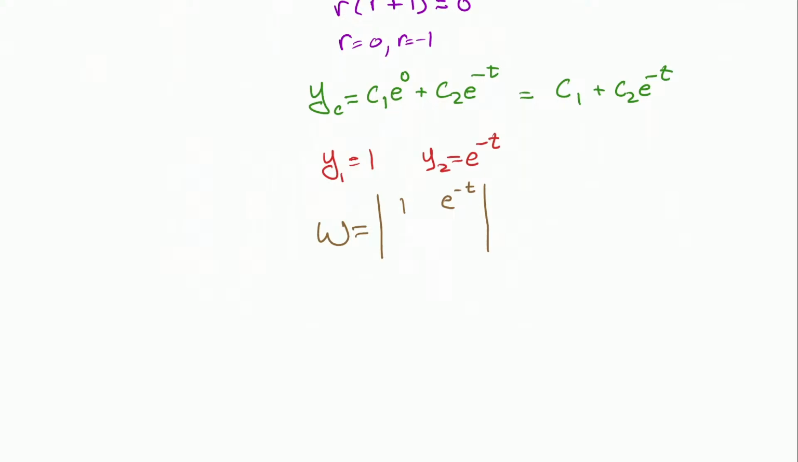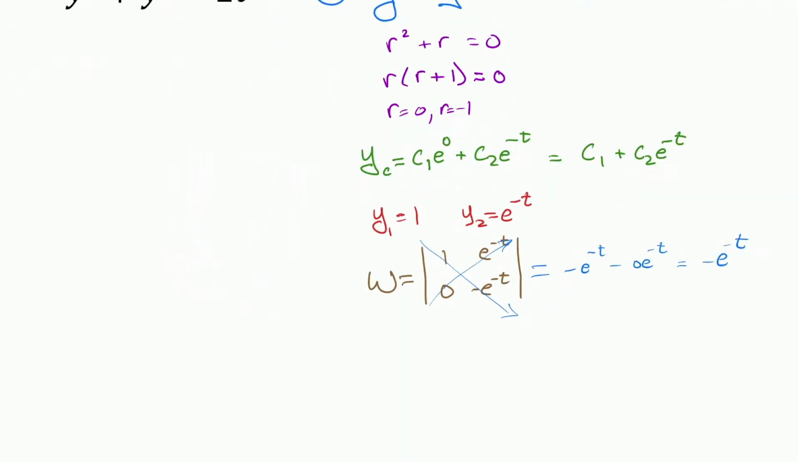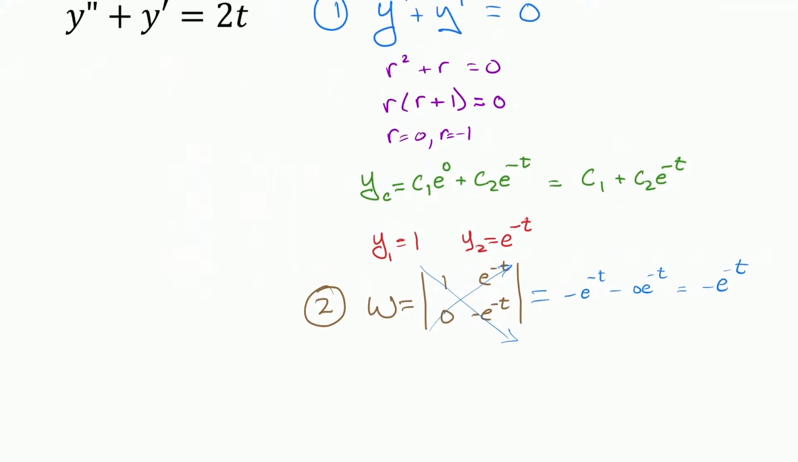So let's go ahead. Adric, what's the derivative of 1? Yeah. Okay, very good. And then Mariah, what's the derivative of e to the negative t? Very nice. So negative e to the negative t. Since this is a 2 by 2 matrix, I'm not going to bother with doing anything complicated. Just multiply these out, and I get negative e to the negative t minus 0 e to the negative t, which is equal to negative e to the negative t. So that's step 2. So maybe I should label these. Step 2 is get this Wronskian.